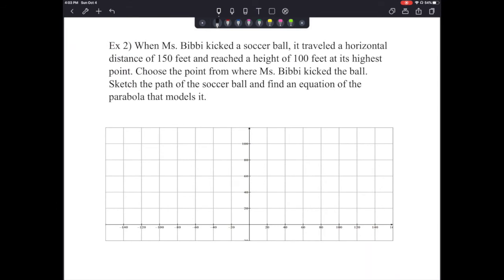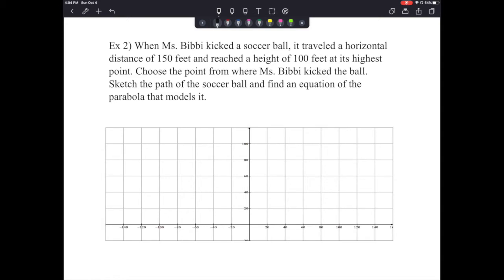Example 2. When Miss Bibby kicked a soccer ball, it traveled a horizontal distance of 150 feet and reached a height of 100 feet at its highest point. Choose the point from where Miss Bibby kicked the ball. Sketch the path of the soccer ball and find an equation of the parabola that models it.